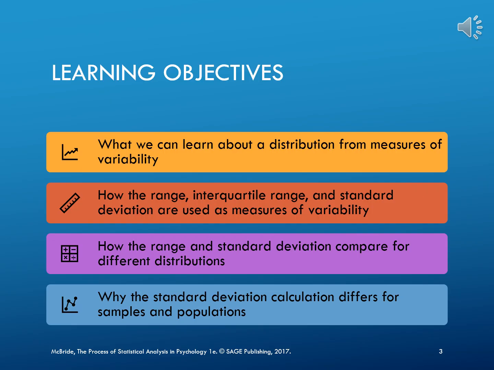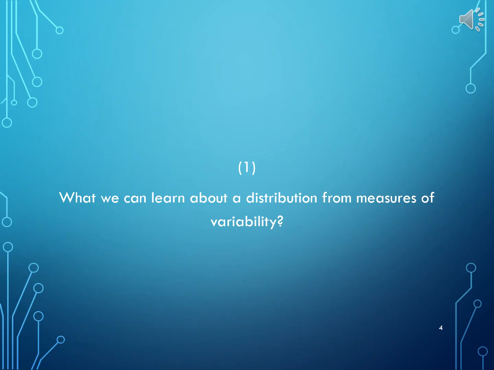And here are our learning objectives for this chapter. What can we learn about a distribution from measures of variability? How can the range, interquartile range, and standard deviation be used as measures of variability? How the range and standard deviation compare for different distributions, and why the standard deviation calculation differs for samples versus populations. So first up, what can we learn about a distribution from measures of variability?